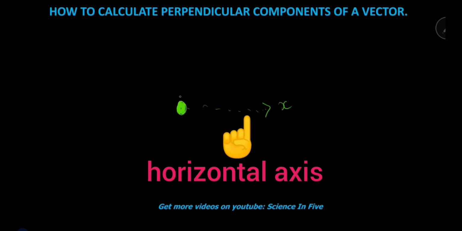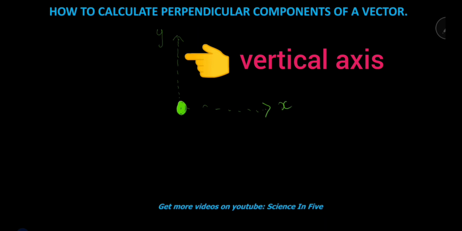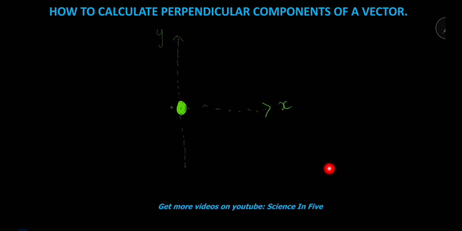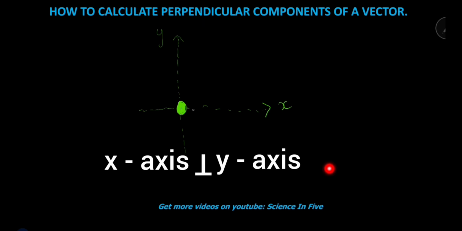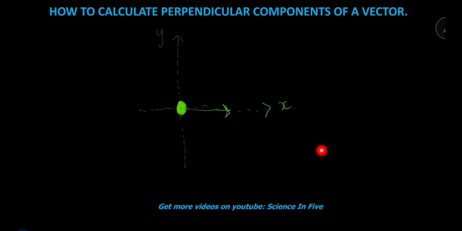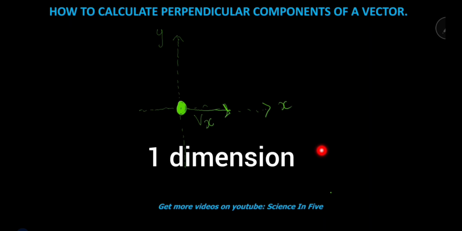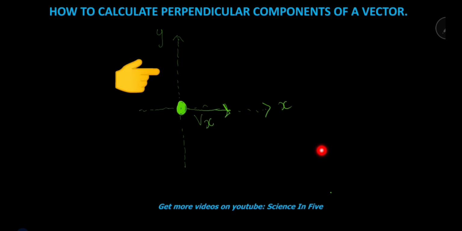Suppose I have a system of axes where I have a horizontal axis, an x-axis, and a vertical axis, the y-axis. We know that these two axes are perpendicular to each other. Suppose I move along the x and I make a movement which I'm going to call Vx. Now Vx is along the x-axis, it's in one dimension. I've moved 0 meters along the y. Okay, so Vx is movement in one dimension.